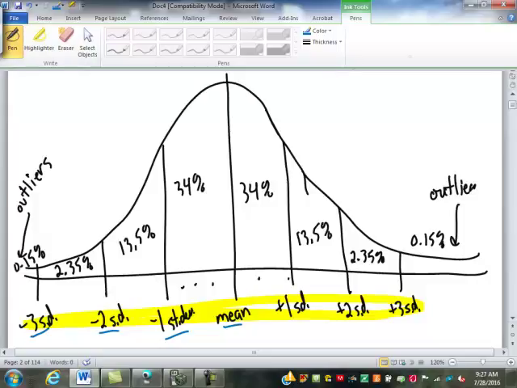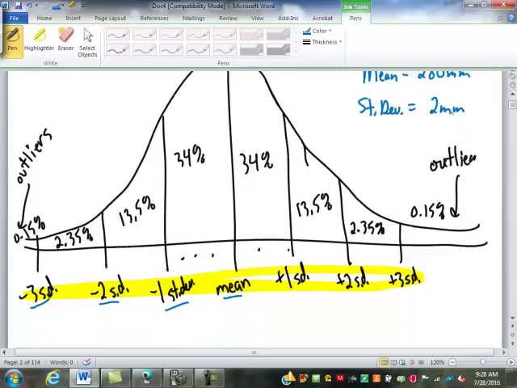For example, let's say I'm producing parts, and the mean length of part is 280 millimeters. And the standard deviation in my production is 2 millimeters. What that means, the mean here in the middle is 280. What's going to go here?